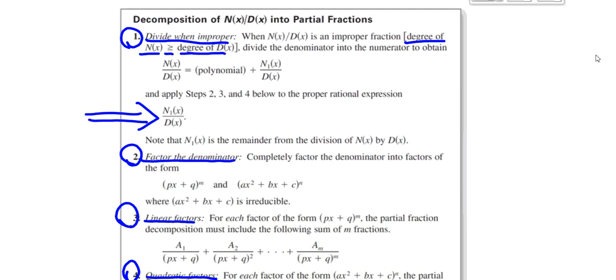So just to the fraction part, which is this, n sub 1 of x over d of x. Note that n sub 1 of x is the remainder from that division. But it could be our original problem if it's already a proper fraction. Then we're going to factor the denominator. We did that a bunch of times. Completely factor the denominator into linear and quadratic factors, where the quadratic ones are irreducible.